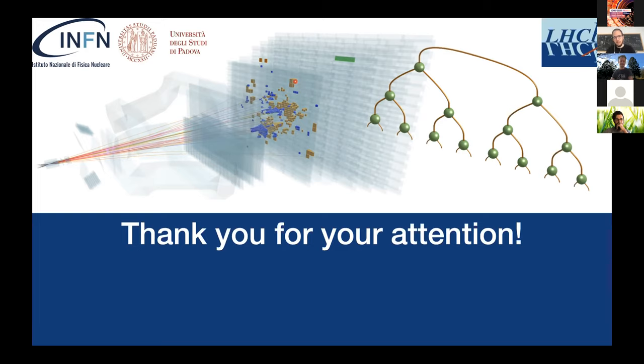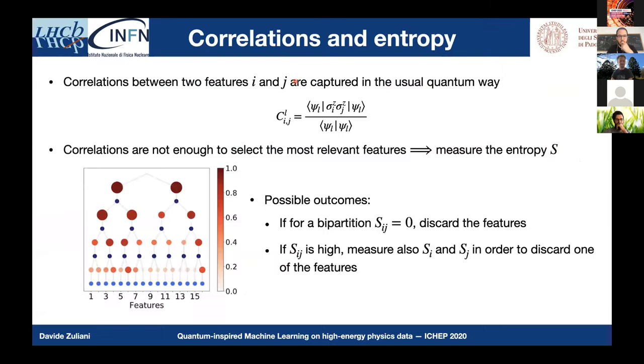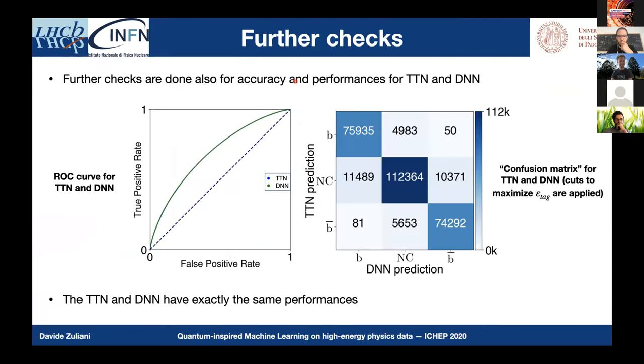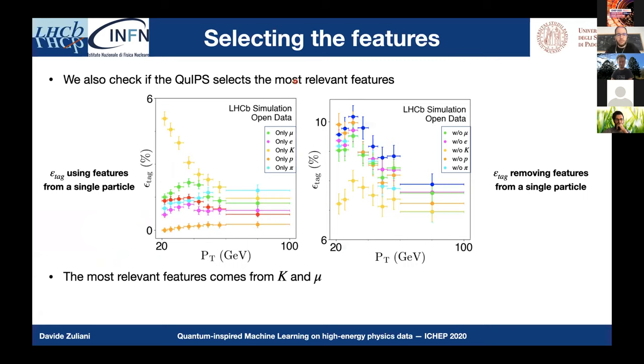Yeah, actually we have some insights about this. Let me just go through. Okay, I had this one. So here, for example, you can see what happens by selecting just a few features from some variables. You see, for example, here that the muon and the kaon play an important role in the tagging power. So this comes basically from the physics.